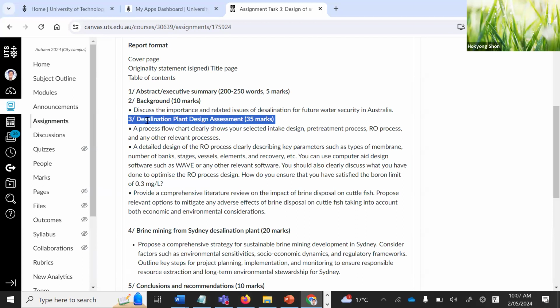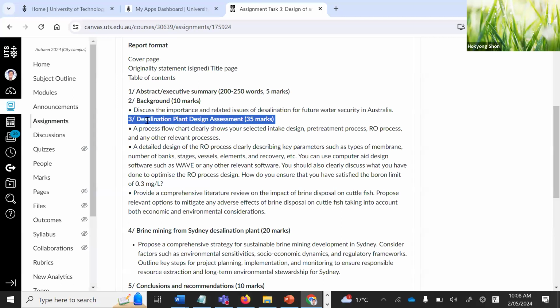Then you have to clearly discuss what you have done to optimize your process. When you design, the software will show you the design only, so you have to make it so that after you design, you can check your mistakes and errors. Your report will show what you did using this software. And after that, how do you ensure that it satisfies boron?